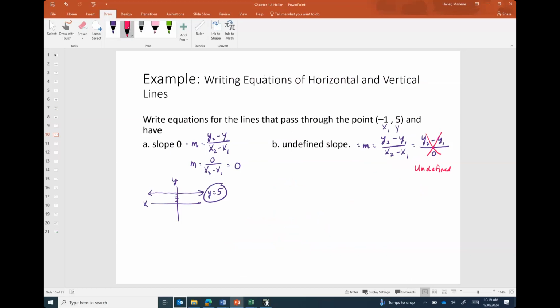Okay, so when we see an undefined slope, that means there are no changes in the x-coordinates, or we have a vertical line, right? So for the point given there, the x-coordinate is -1, so we would have a vertical line right here at x equals -1. Again, horizontal lines have a slope of 0. Vertical lines have an undefined slope.